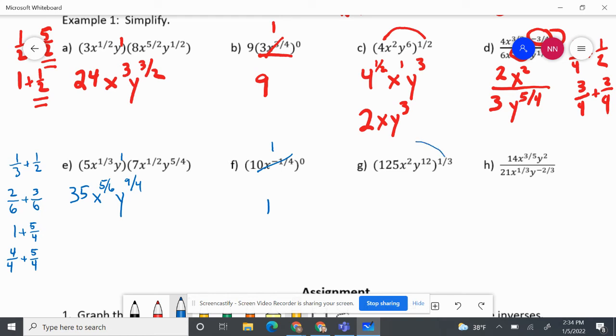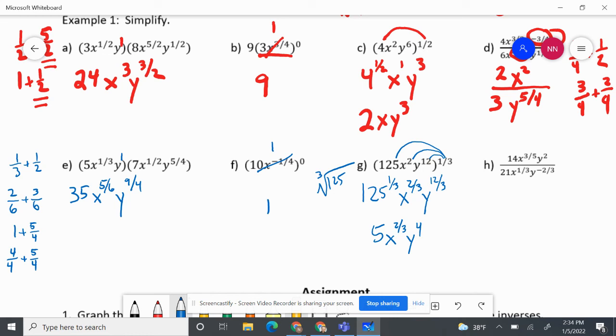I'm going to distribute the 1/3 to each of the terms. I'm going to multiply it. So 125 to the 1/3. I have x to the 2/3, and I have y to the 12/3. 125 to the 1/3 would be the cube root of 125, which is 5. I have x to the 2/3, and then 12 divided by 3 gives me 4.